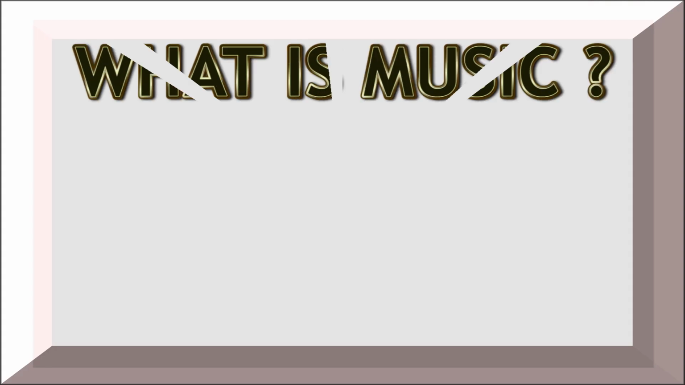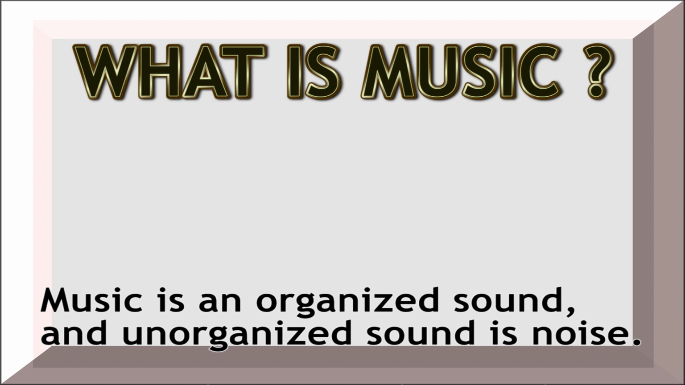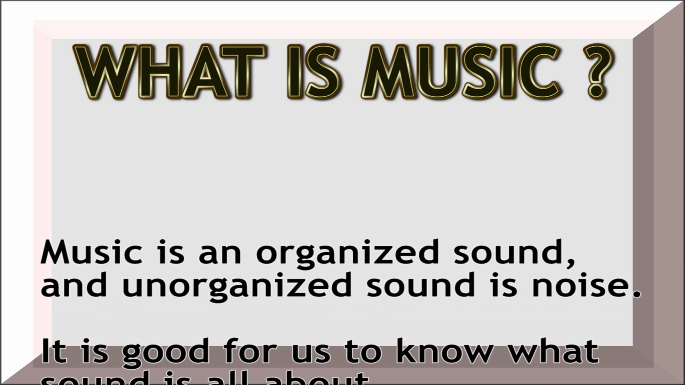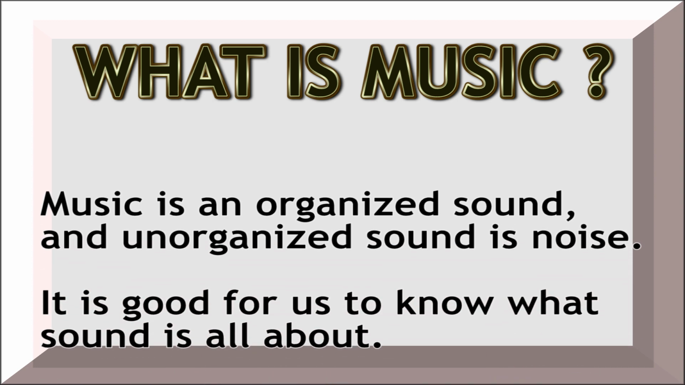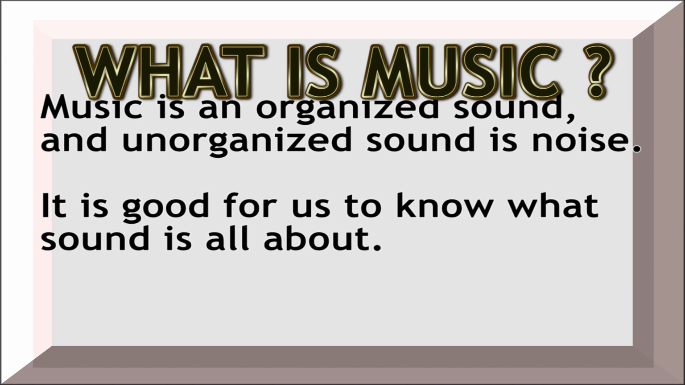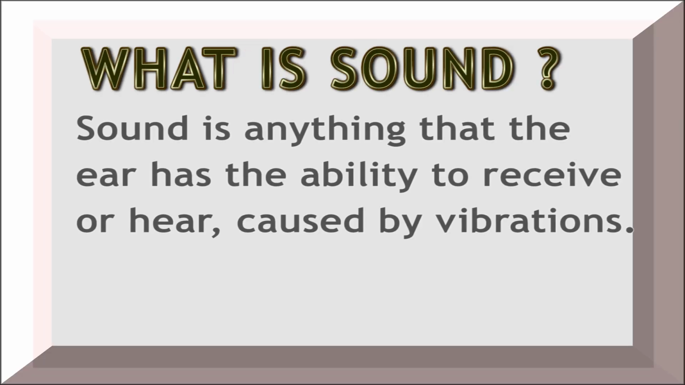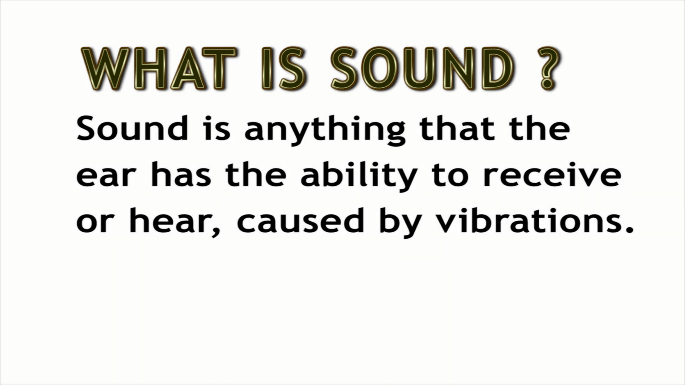The simple way of defining music is that music is an organized sound, and unorganized sound is noise. It is good for us to know what sound is all about. What is sound? Sound is anything that the ear has the ability to receive or hear, caused by vibrations.